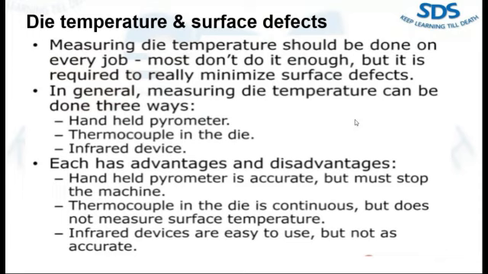So they each have advantages and disadvantages. A handheld pyrometer is accurate, but you must stop the machine to use it. A thermocouple in the die gives a continuous measurement, but it measures only where it is installed, not really the surface temperature, so you have to use a number of thermocouples in a die. Infrared devices are easy to use, but they are not accurate and can have errors.